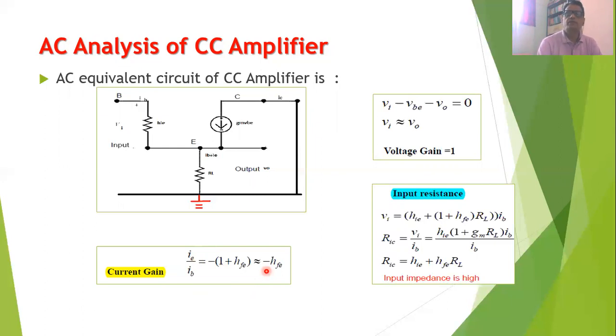So from these three expressions, you will find that the common collector amplifier voltage gain is almost equal to 1. The input impedance of the common collector amplifier is much higher than that of the other transistor amplifiers, and the current gain is also higher than that of the common emitter amplifier.